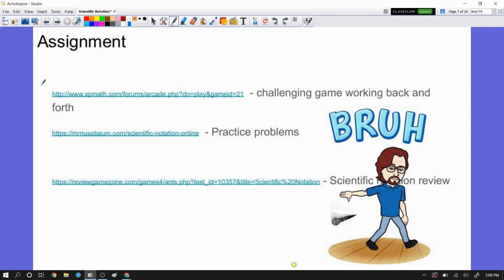So there are 3 links that are going to be included in the email. And this is the one I emphasize the most. It's the most boring, but it's the one that also lets you practice. It has a timer, so if a timer bothers you, don't do that until you feel comfortable doing that. This is one that will convert back and forth. That way you can go standard to scientific, scientific to standard. And this is just an overall review of all the vocabulary, all the nuances of scientific notation.